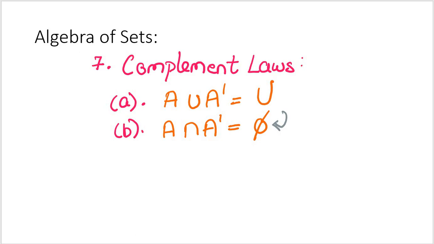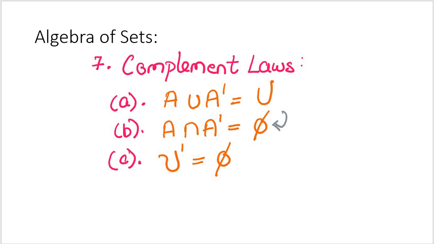So another variant of this complement law is complement of universe of discourse is phi, which is the null set. That means I have the entire universe and I am taking the complement, so obviously I am going to get a null set.